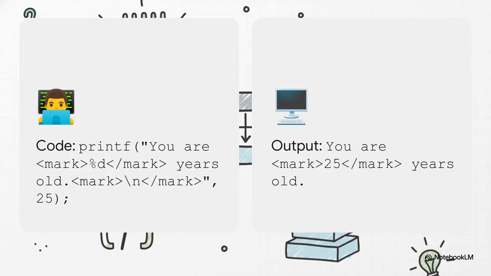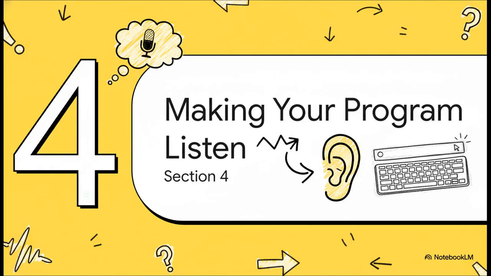So let's see how this actually works. Take a look at the %d in the code. Think of that as a placeholder. It tells printf, hey, heads up, an integer value is going to go right here. The function then grabs the number 25 from the end and just slots it right into that spot. And that little \n at the end, that's just a special character that tells the computer to move the cursor down to a new line after it's done printing. Awesome, our program can talk.